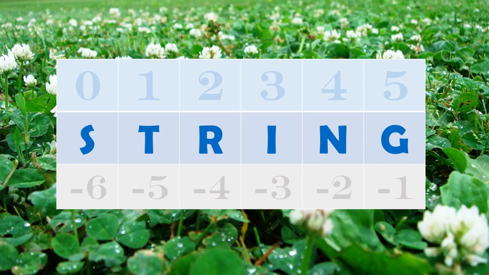Look at the following table. This table contains one string. That string contains 6 characters. Each character is represented by a number. That number is called the index. Index represents the position of a character in a string.